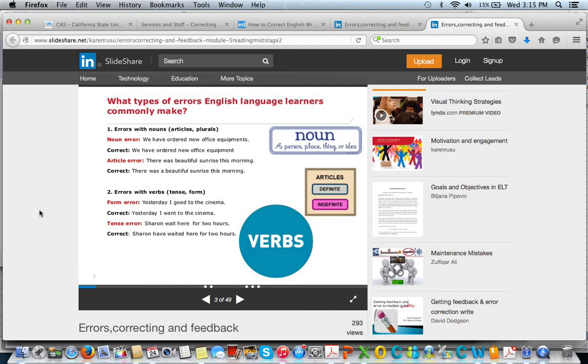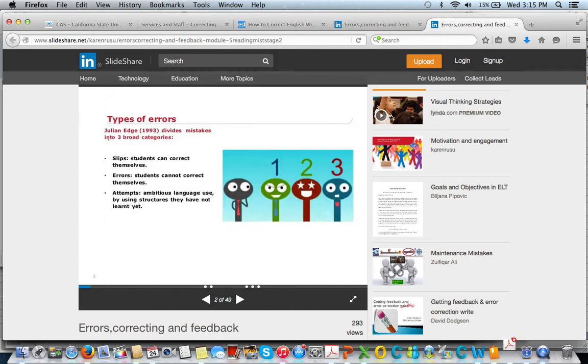So first of all, what types of errors do English language learners commonly make? There's certain types of errors that are very specific to non-native speakers, and we can think about, let me just go back one slide, the type of error that students make. Some errors are slips, where students just made a mistake and they already know that and they can correct it themselves. Others are errors that they can't correct themselves because they don't know how to do it yet. Maybe they aren't at that point in their language acquisition. And finally, there's errors that students make because they're taking risks, because they're trying new things, and they need feedback on those in order to learn from the experience of trial and error.